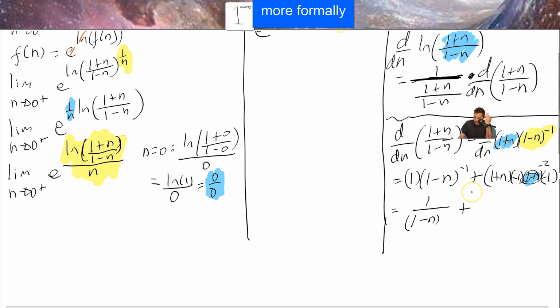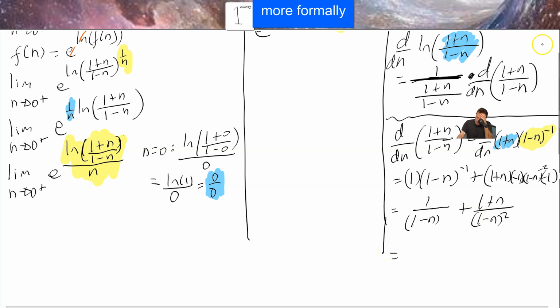So over here, I'm going to put plus 1 plus n. But then in the bottom, remember, I'm just rewriting this piece. We had 1 minus n to the negative second. So that's got to go back down as 1 minus n to the positive second. Good. So now we have to clean this up.